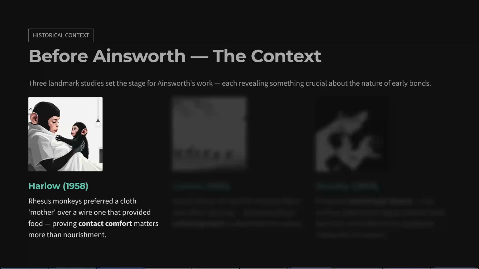Harlow's conclusion was clear and revolutionary. Contact comfort matters more than nourishment in the formation of attachment. Attachment is not simply about who feeds you. It's about warmth, softness, physical comfort, and emotional security.